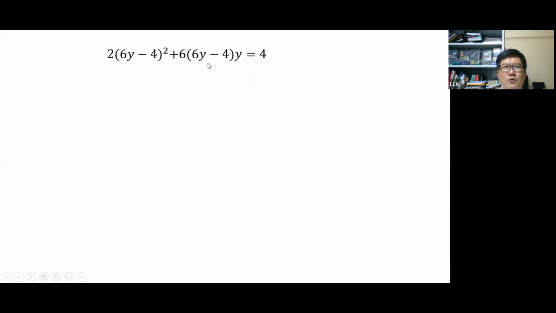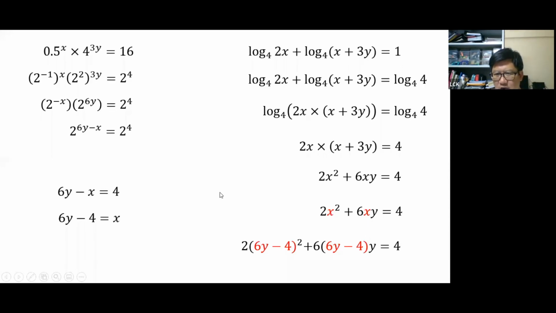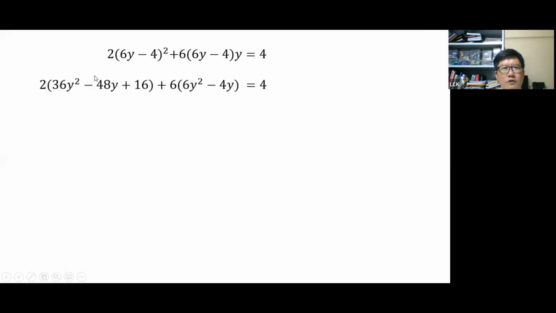All right, so here you have this. This is just coming from here. There's a 4 there. So multiply this out. So you have 36y squared plus 16, and 2 times 6 is 12, times minus 4 is minus 48. So you have this 6 times 6y squared, y is brought in, and equals 4. Multiply this out. 6 times 6 is 36, 6 times minus 4 is minus 24, and that 4 stays.